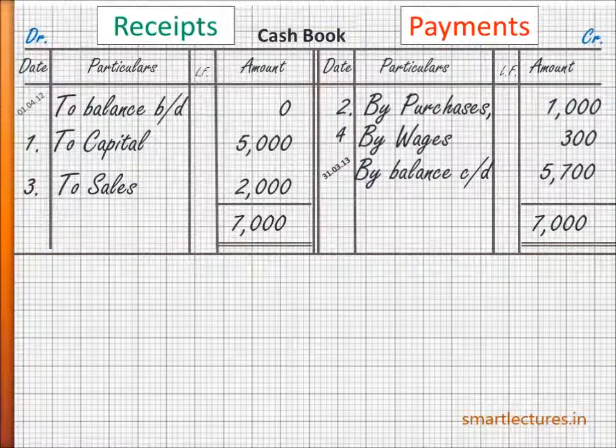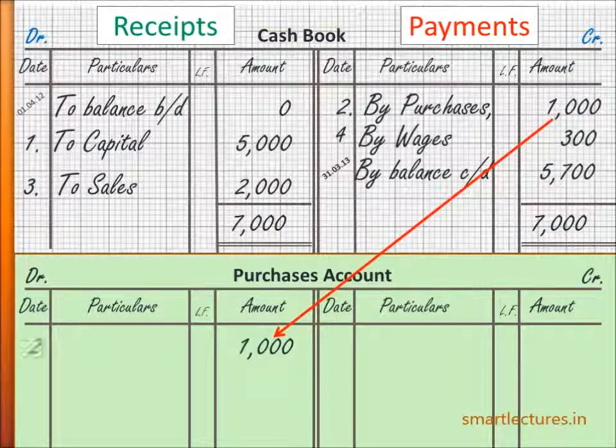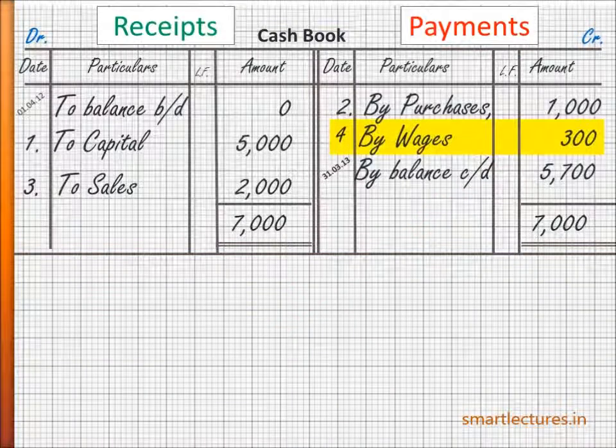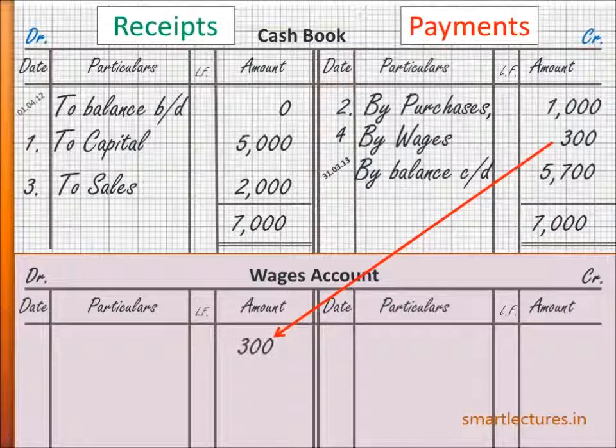Then come on the credit side. Purchases account. Open purchases account. You are taking the item from credit side of cash book. Come on the debit side. 1,000 in the amount column. Narration will be to cash account. Then wages. Rupees 300. You are going to take this item from credit side, come on the debit side, to cash account rupees 300.